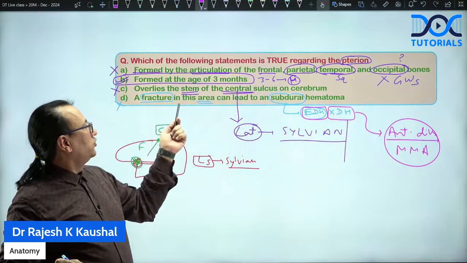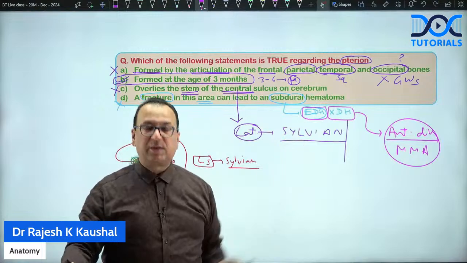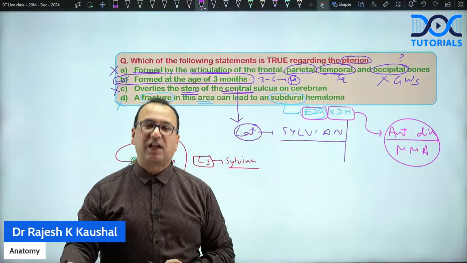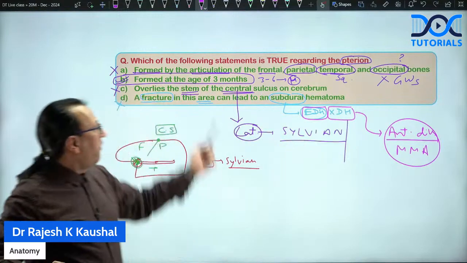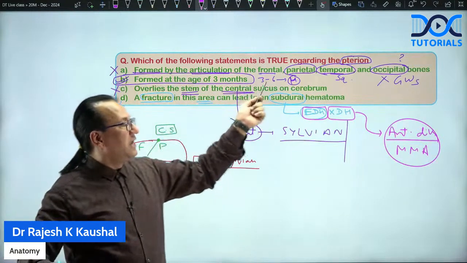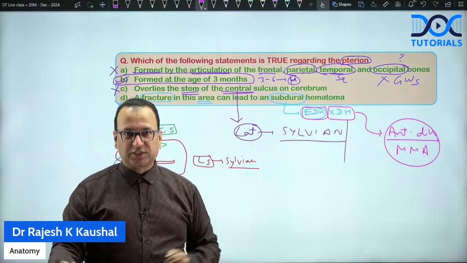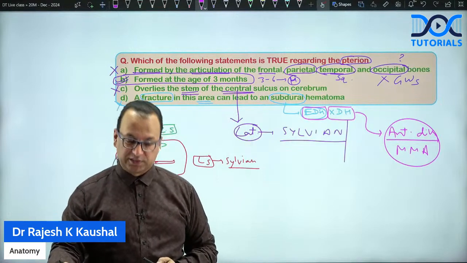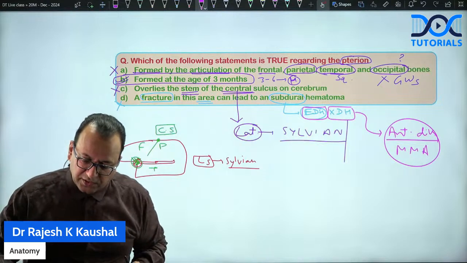So this is a wrong choice because it is not subdural. Subdural is because of some bridging veins, and there are other reasons for that. Out of all these choices, everything is wrong except choice number B, because it is definitely formed at 3 to 6 months. So 3 months is fine according to Gray's anatomy.